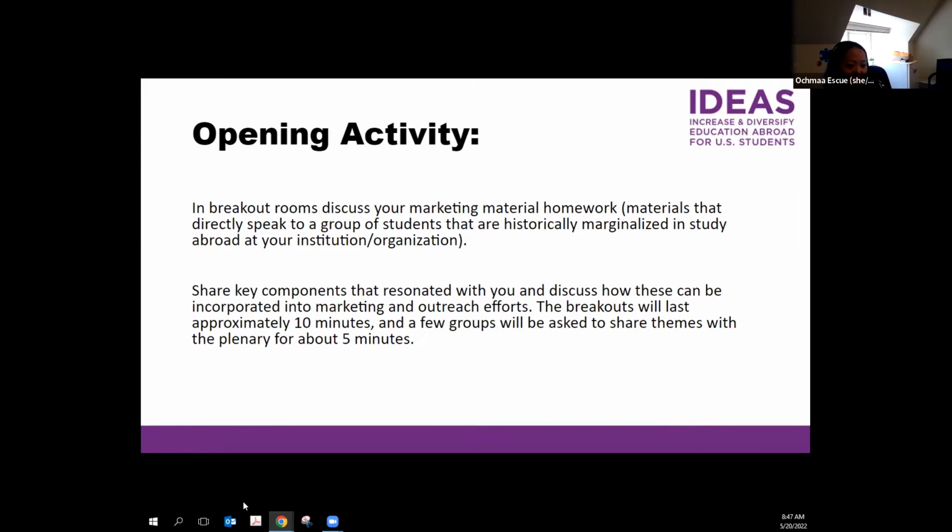Of course, we couldn't run anything in 2020 and 2021. And currently we have one program in Mexico City that's running right now. But in the fall, we also hosted a study abroad photo contest, and I think that was pretty cool too. We've done different photo exhibitions or collages that we printed and put in our office. So I think just using a lot of pictures.